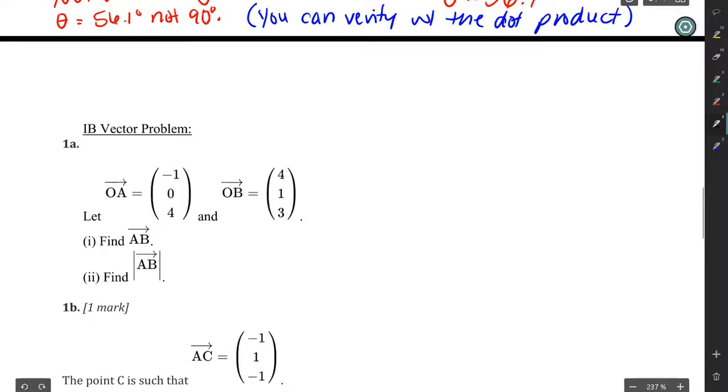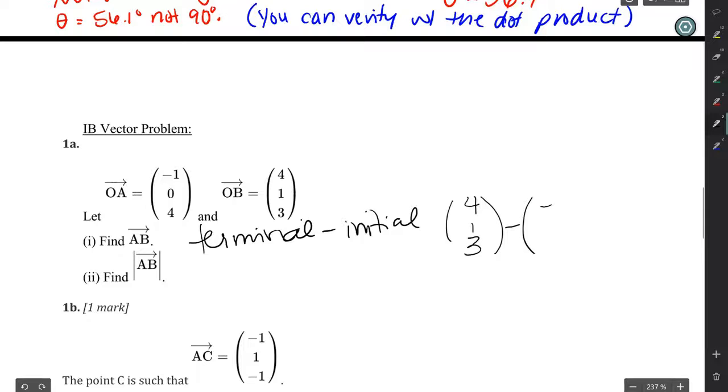If we think back, we know that vector AB is found by doing the terminal minus the initial. So in this case, the terminal point would be B, so that's 4, 1, 3, minus the initial point, which is -1, 0, 4. When we combine those, we get 5, 1, -1 as our vector.